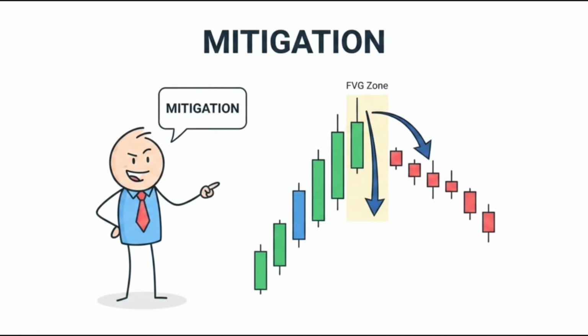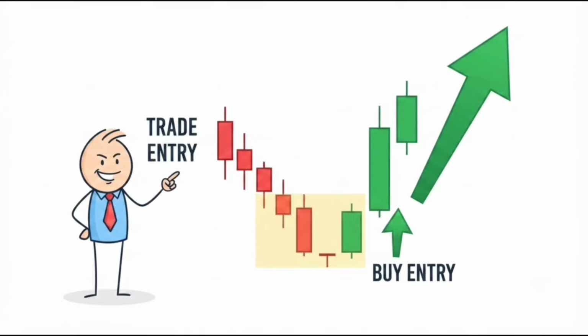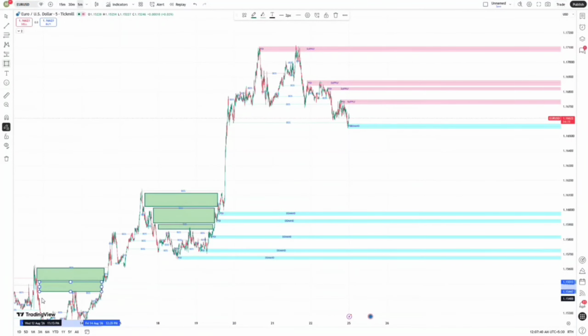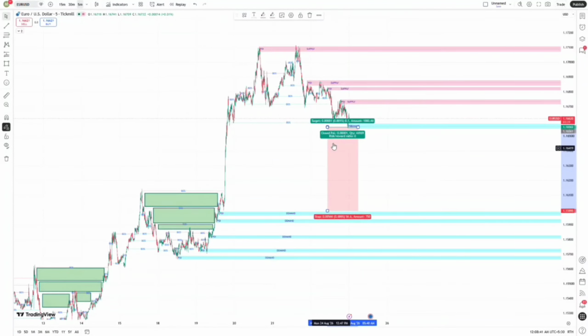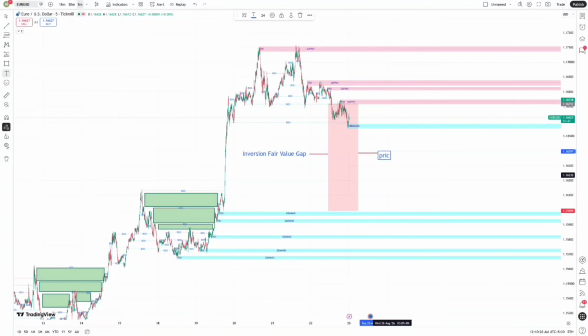Traders usually do what? When the market creates these gaps and then retraces slightly downwards or upwards to re-enter the gap, which we call mitigation, they take a trade entry from there. Because it is believed that the market loves to fill these fair value gaps. Always does the market rebound from this gap? Absolutely not. Many times the market pays no attention to these gaps and breaks straight through them. And that is when the second and most important part of our discussion is born, the inversion fair value gap.